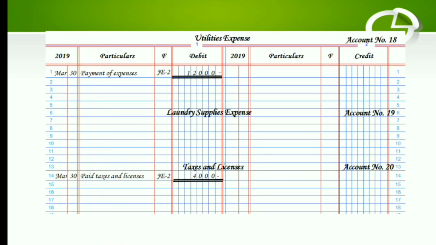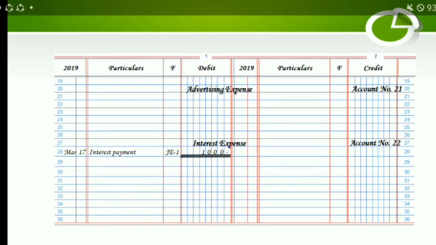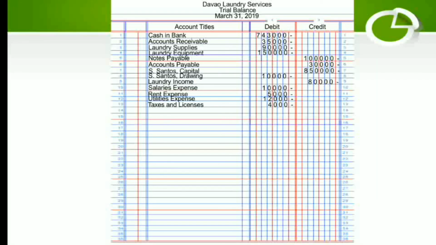Laundry supplies expense is empty, so let's move on to account number 20, taxes and licenses for 4,000 debit. So we have taxes and licenses, 4,000 debit. And then advertising expense, account number 21, empty siya, so let's proceed to account number 22. Interest expense with a debit balance of 1,000 pesos. So, kopyahin na natin si interest expense sa trial balance. So, interest expense, the amount of which is 1,000 pesos.